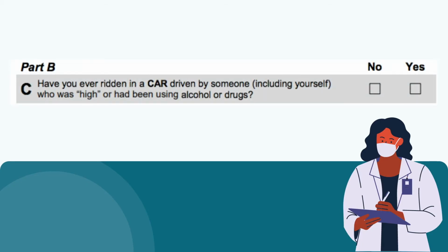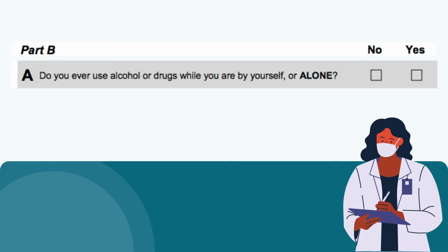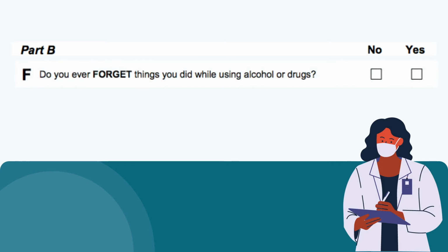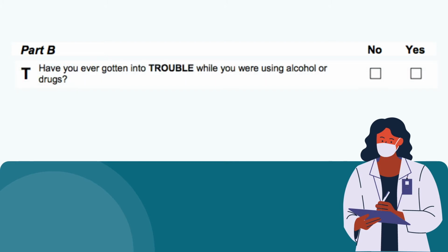The C: Have you ever ridden in a car driven by someone, including yourself, who was high or had been using drugs? The R: Do you ever use alcohol or drugs to relax, feel better about yourself, or fit in? A: Do you ever use alcohol or drugs while you're by yourself or alone? F: Do you ever forget things you did while using alcohol and drugs? F: Do your family or friends ever tell you that you should cut down on your drinking or drug use? And T: Have you ever gotten into trouble while you were using alcohol or drugs?